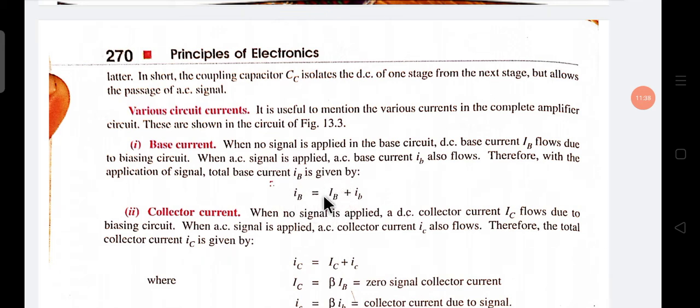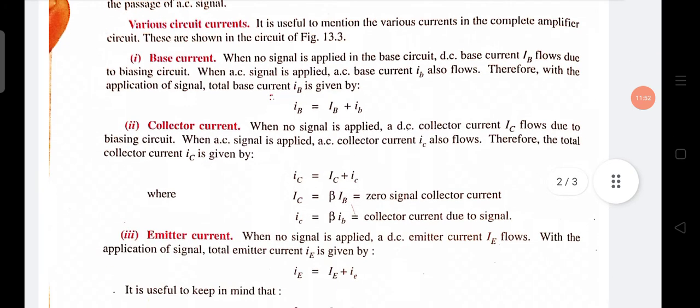Whenever there is no signal, this IB current is flowing, and when a signal is applied, then this ib current is flowing too. So total base current is capital IB plus small ib. Now the collector current. When no signal is applied, a DC collector current IC flows due to the biasing circuit. When an AC signal is applied, AC collector current ic also flows. This capital is due to the DC current, and this small ib is the AC current. Small i means AC, capital I means DC.